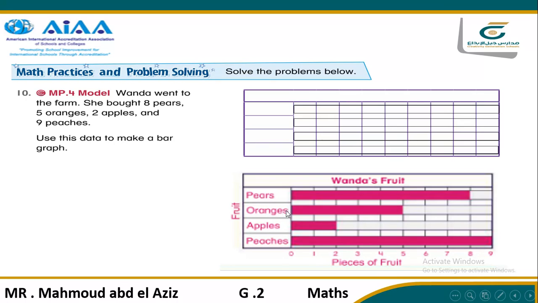And oranges equal 5. Excellent. So we have the first one here equal 8, and the second one equal 5. Apples. Yeah, she bought 2 apples. So we'll put 2 here. And peaches equal 9. So we will write 9 here.